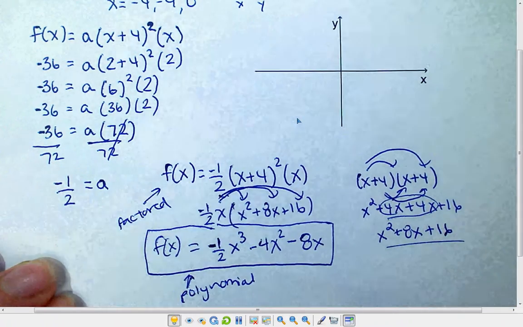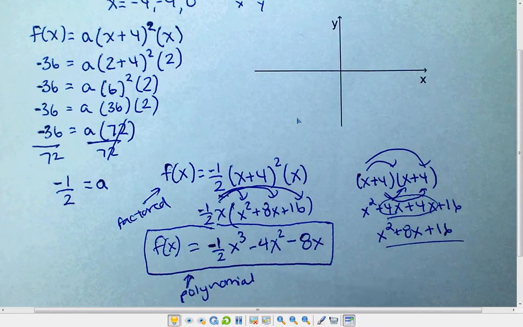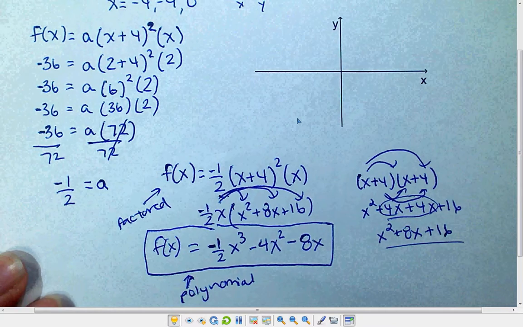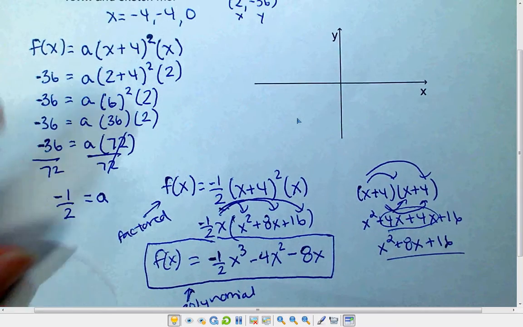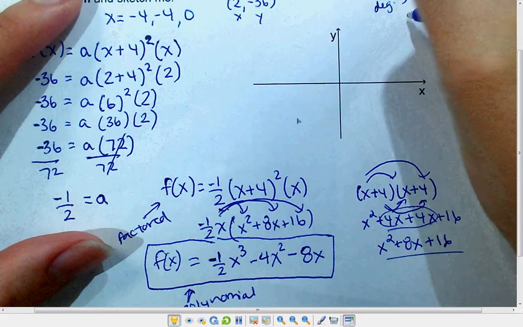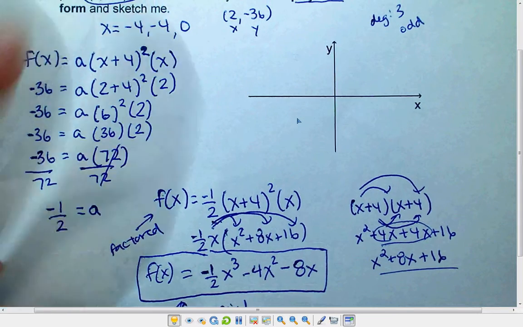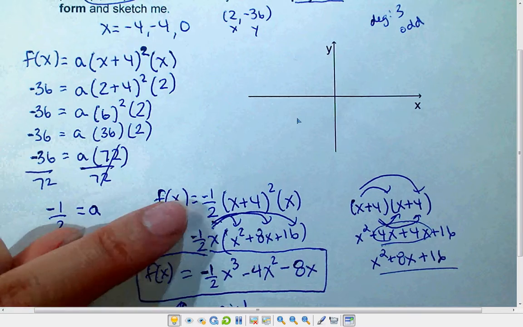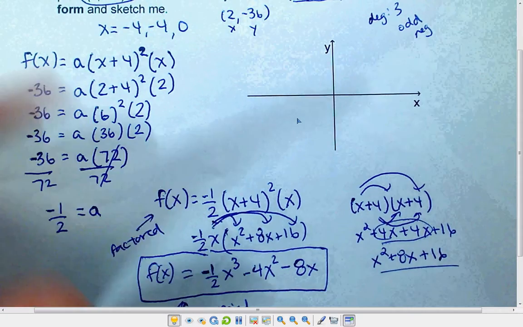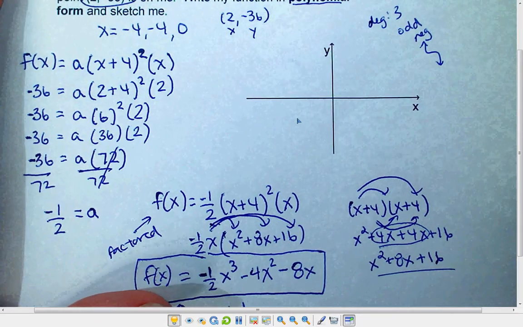So most of the time I'm going to ask you for the factored one, but once in a while when it isn't too hard, I'm going to ask you for the polynomial form. Okay, let's again go back and sketch this very quickly. So we have 1, 2, 3, degree of 3, it's odd. Let's look at our final answer, it is a negative. You see how there's a negative in front of both of them. So odd and negative means it's cubic, reflection across the x.